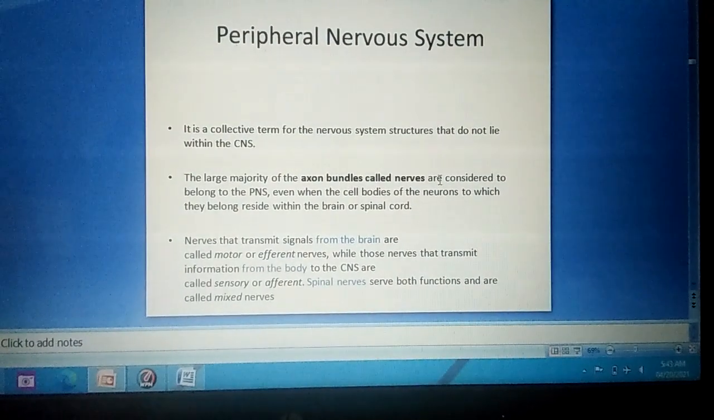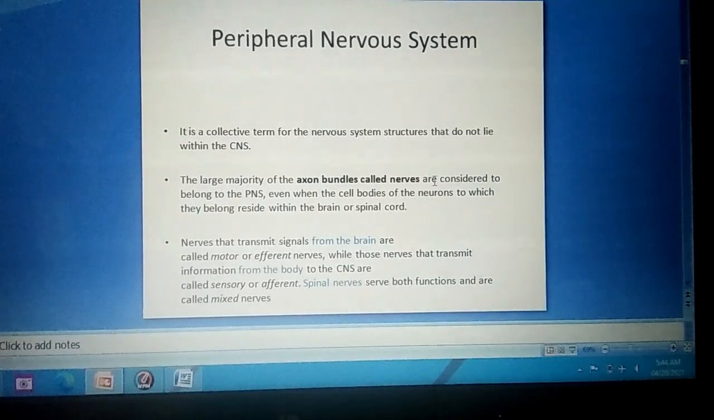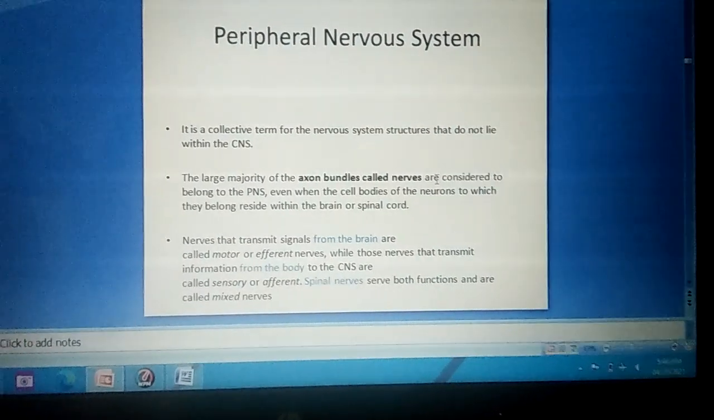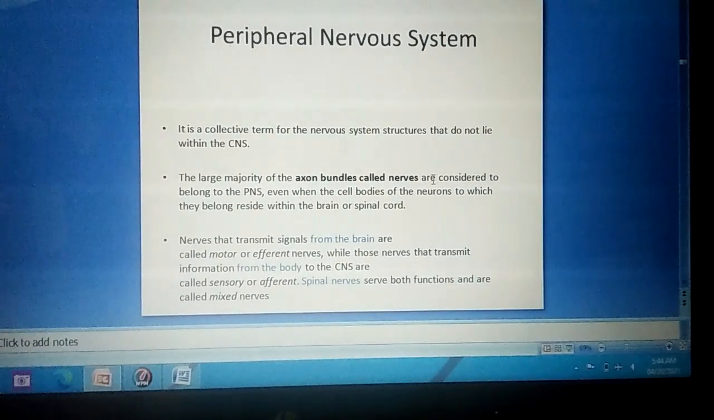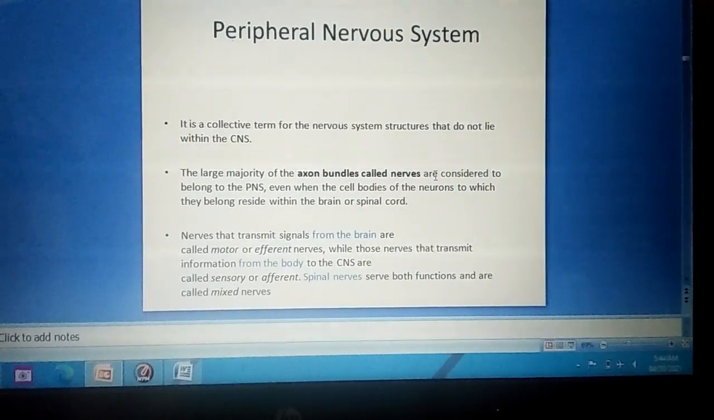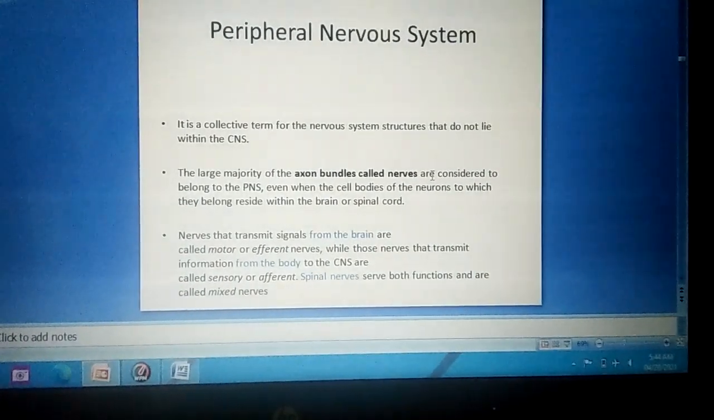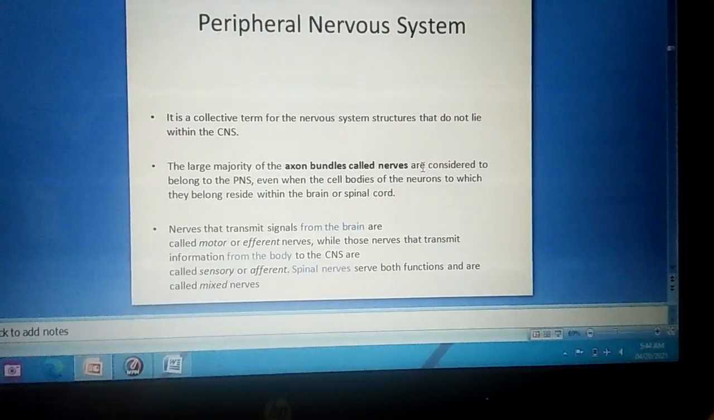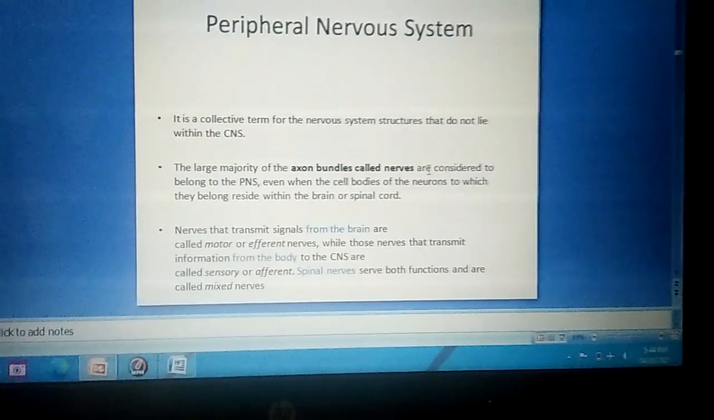Peripheral nervous system. This term is collectively used for the nervous system structures that do not lie within the central nervous system. A large majority of the axon bundles called the nerves are considered to belong to the peripheral nervous system. Nerves that transmit signals from the brain are called motor or efferent nerves. Those nerves that transmit information from the body to the central nervous system are called sensory or afferent, and spinal nerves that serve both functions are called mixed nerves.